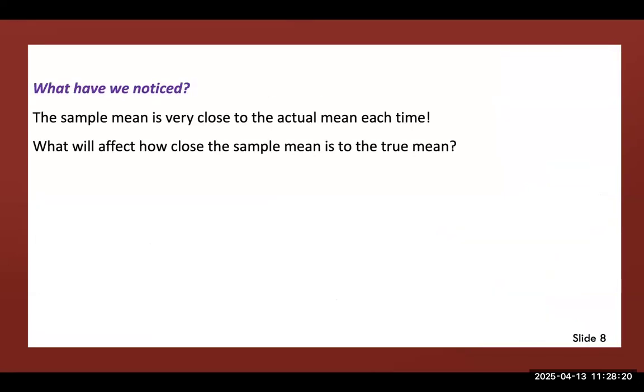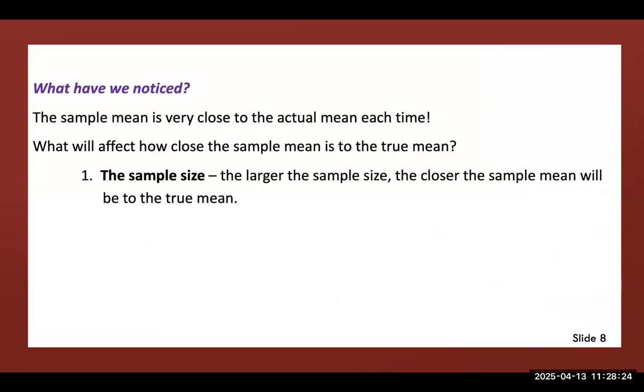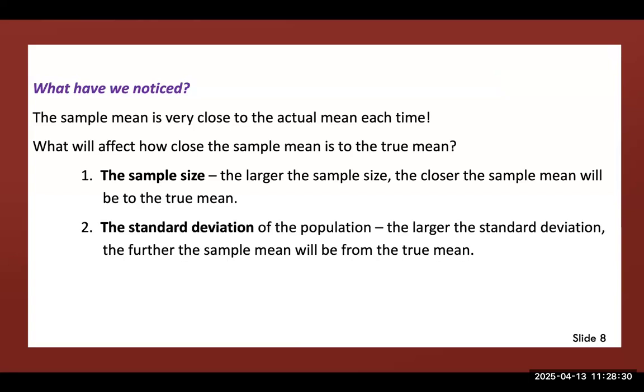So what will affect how close the sample mean is to the true mean? The sample size. So the larger the sample size, the closer the sample mean will be to the true mean. And the standard deviation of the population. The larger the standard deviation, the further the sample mean will be from the true mean.